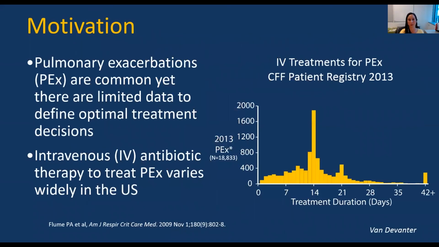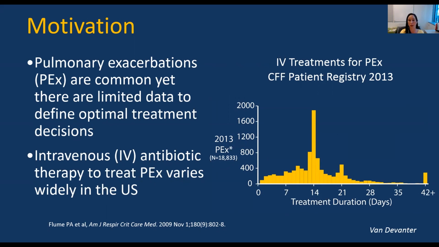We know that pulmonary exacerbations are important and detrimental in CF. They're common, and in fact, the recent CFF patient registry has shown that over 40% of adults in 2018 experienced a pulmonary exacerbation, but the 2009 exacerbation care guidelines show that there really are limited data to define optimal treatment decisions. And as a result, IV antibiotic therapy to treat pulmonary exacerbation really varies widely in the United States.